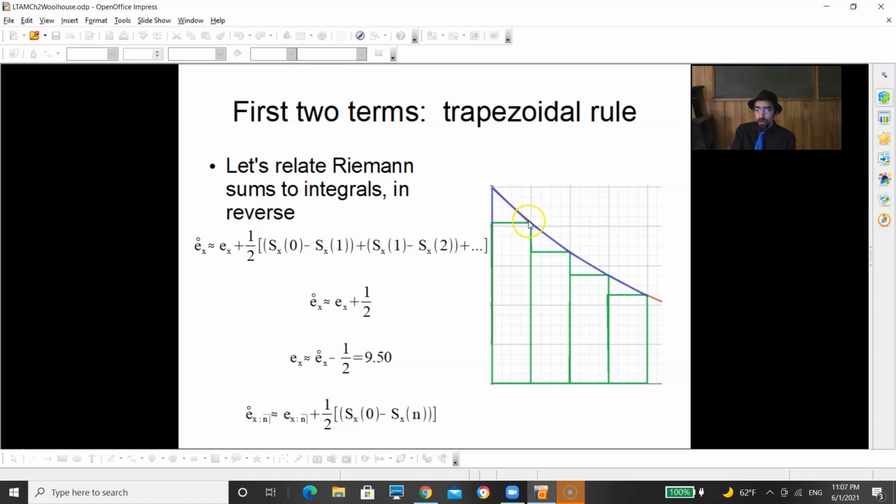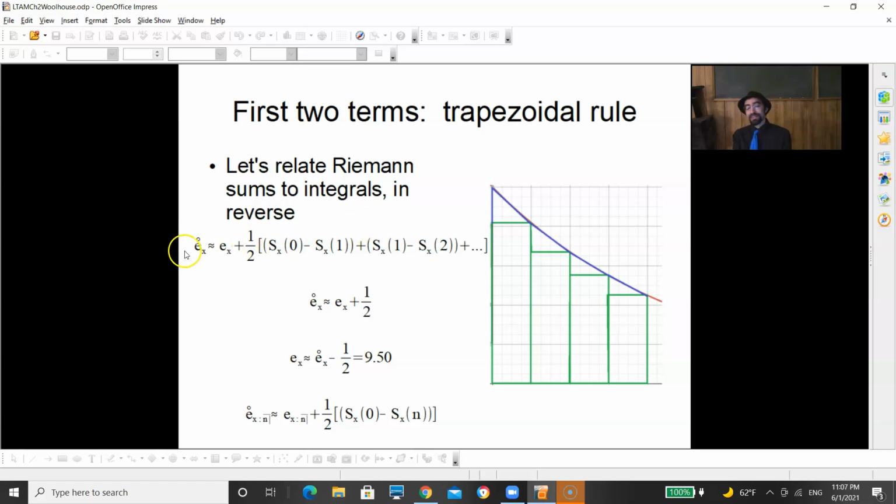Well, the formula for the area of a triangle is 1/2 base times height. Each base is 1 year. This height is survival at 0 minus survival at 1. This height is survival at 1 minus survival at 2. Then survival at 2 minus survival at 3. Etc., etc., etc.